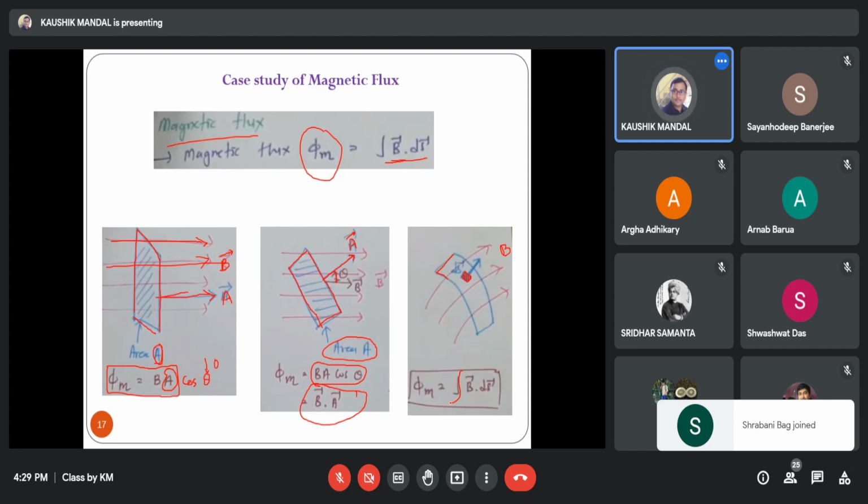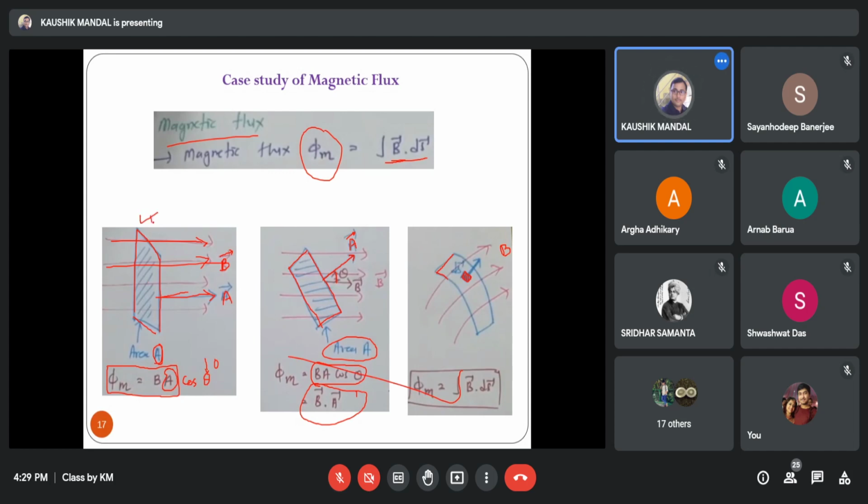So, magnetic flux through a surface. From this discussion, we find that if we place a surface under the magnetic field, then the magnetic flux will be equal to the integration of B dot ds, the surface integration of the magnetic flux density. Now, depending on the placement of the surface, to realize the maximum magnetic flux, you have to place the surface perpendicular to the magnetic field. This is the case where you will realize the maximum magnetic flux.